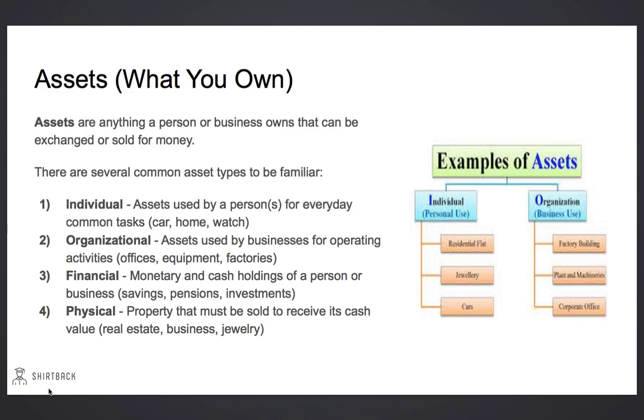Financial assets are the monetary and cash holdings of a person or a business. These can be savings, employee pensions, or investments. Physical assets will be the property that is sold that is received by its cash value. This can be real estate or personal property such as jewelry or even a business.